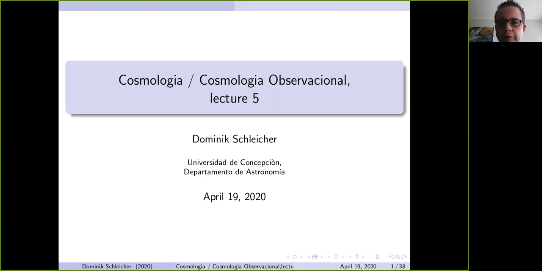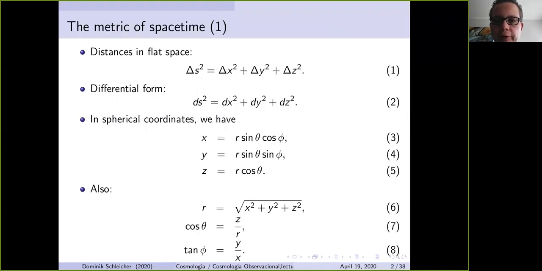An important topic that we're going to introduce right now is the metric of space-time, a concept from general relativity. We will need this in this class for several different things. One reason is to understand better how photons propagate in the universe. This will be very useful to better understand, and also to better define distances in cosmology.